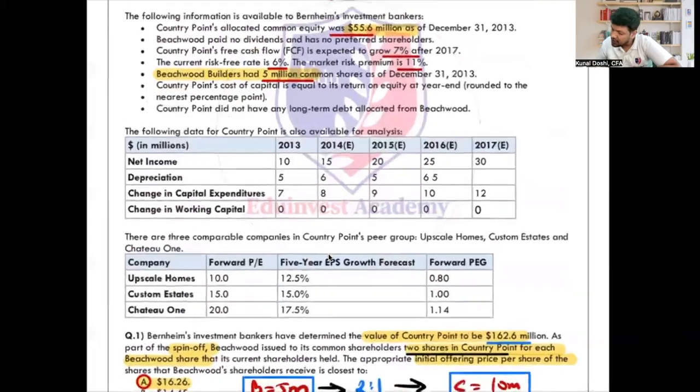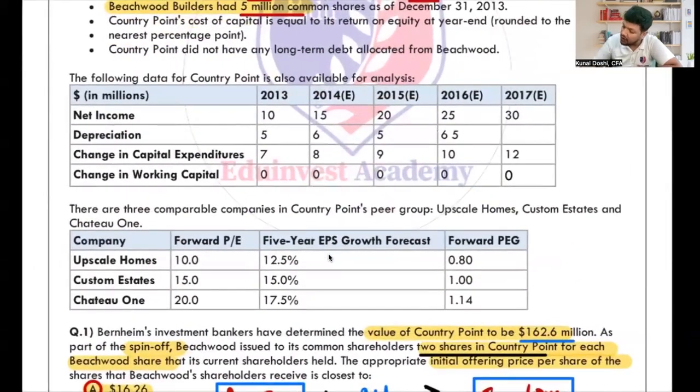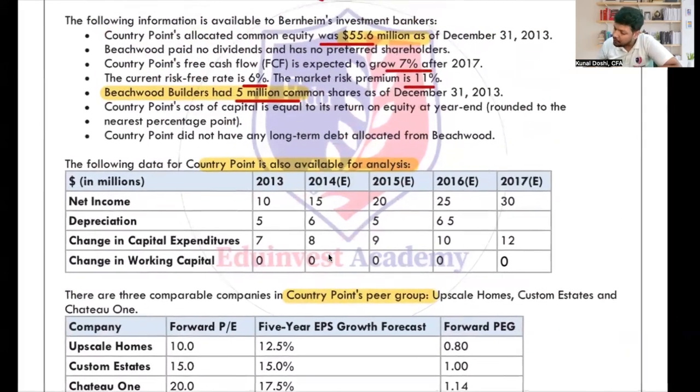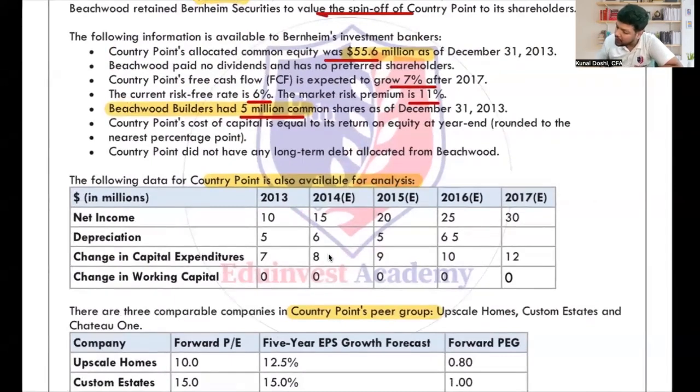So let me see what all information they have. The following data for Country Point is available. Net income, depreciation. There are three comparables for the Country Point peer group. They provided me with the peer group. I require the book value. Country Point's free cash flow is provided to me. Country Point's cost of capital is equal to ROE. They did not have any long-term debt. Now, is there any way that I can find Country Point's book value, everyone?